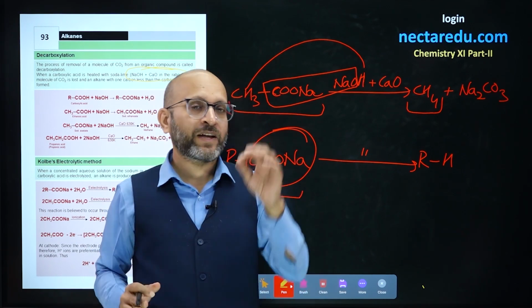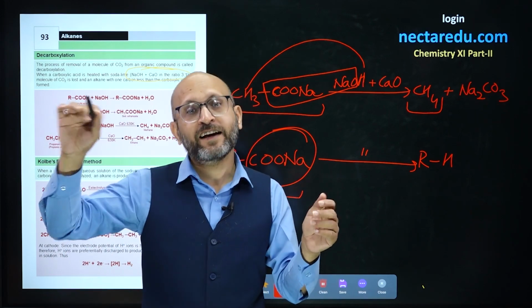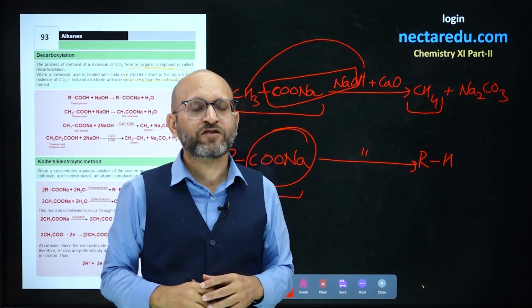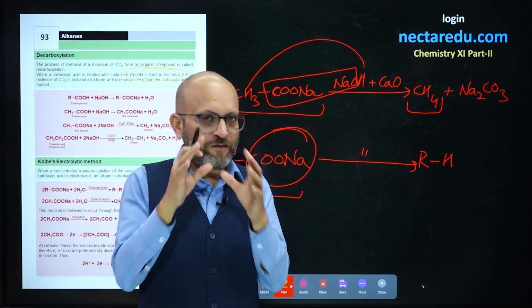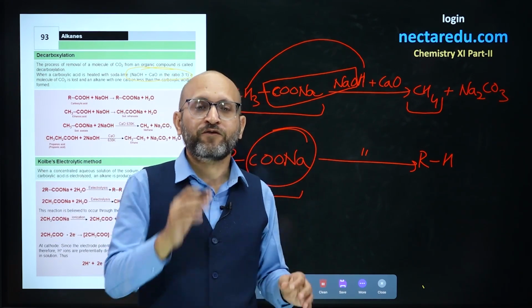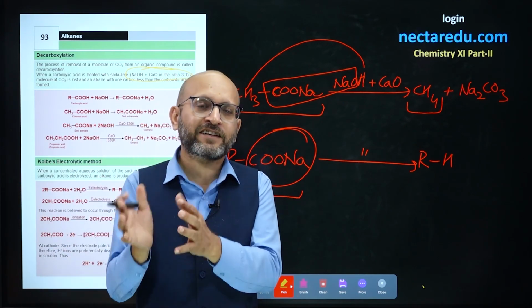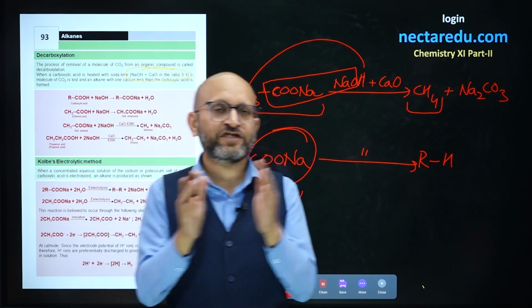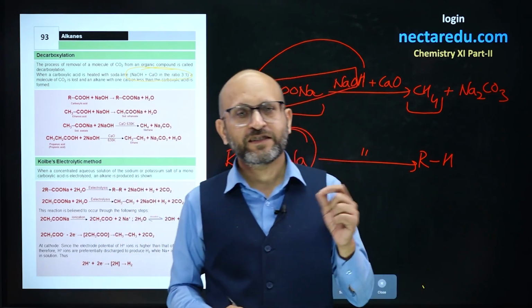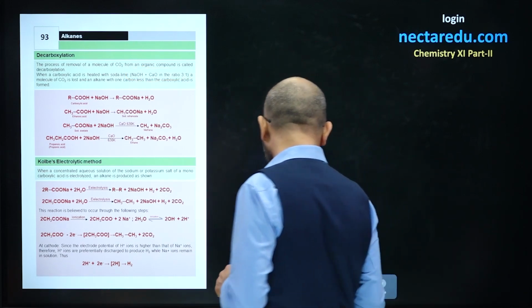If you have to form, let's say, pentane, then you have to take a 6 carbon carboxylic acid salt, that means sodium hexanoate will form pentane. If you have to form ethane, you have to take sodium propanoate. You have to increase 1 carbon in the reactant to form a given alkane, because there is a decrease of 1 carbon during this formation. Next is Kolbe electrolysis.